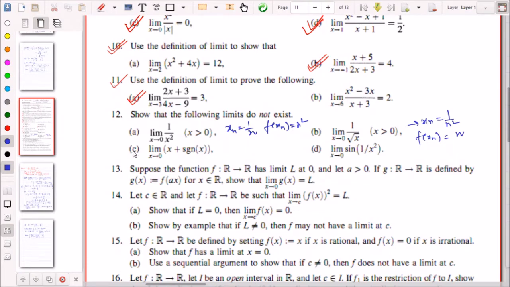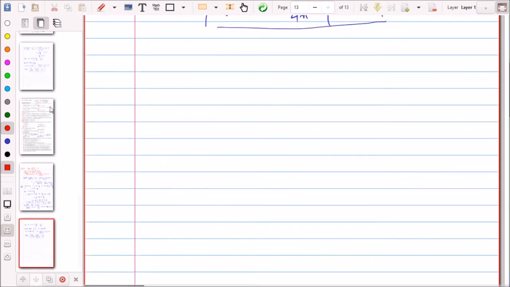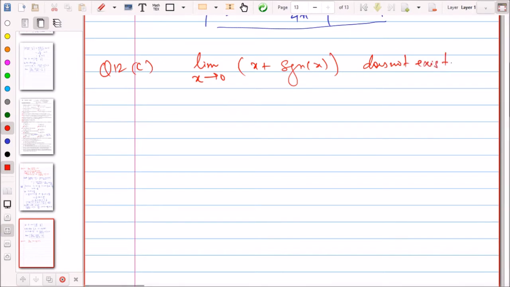So I will solve question number C and question number D in this video. Let us start with question number C. Question 12, C part, what we have to show? We have to show that limit x tends to 0 of x plus signum function of x does not exist.